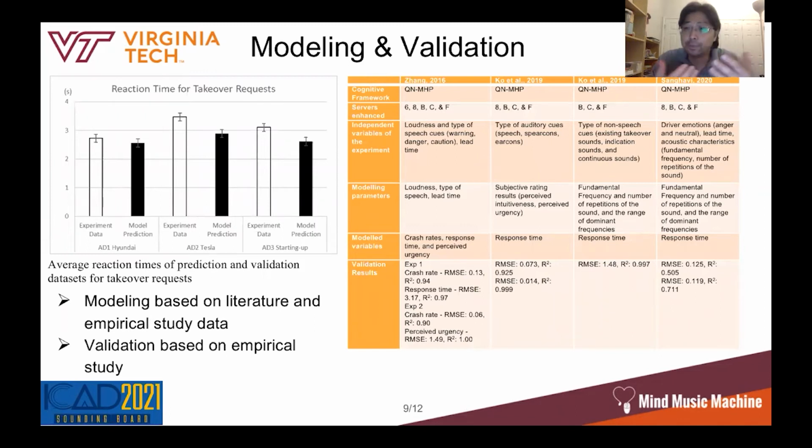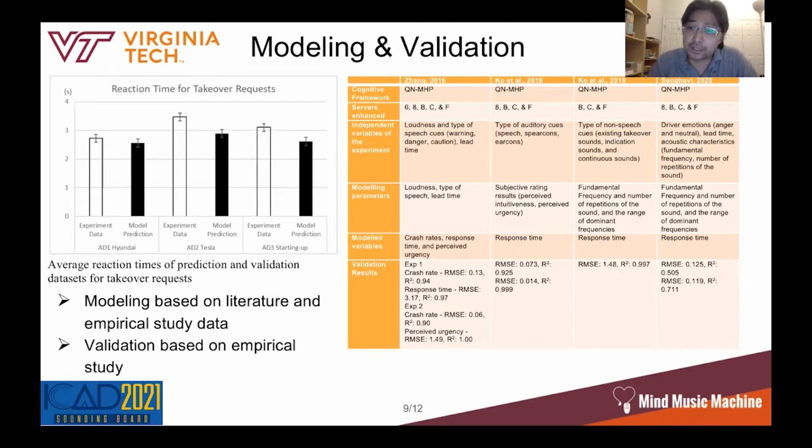Then how do we build the model and how do we validate? So there are different approaches. We can build a model based on the literature, right? In human factors or acoustic research. So we get the numbers and quantification based on literature, or we can build a model based on empirical study. So let's say we do two different experiments. The data from experiment 1 can be used for building the model. The data from experiment 2 can be used to validate the model.